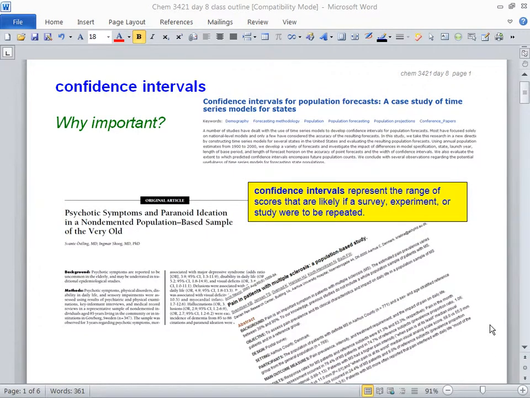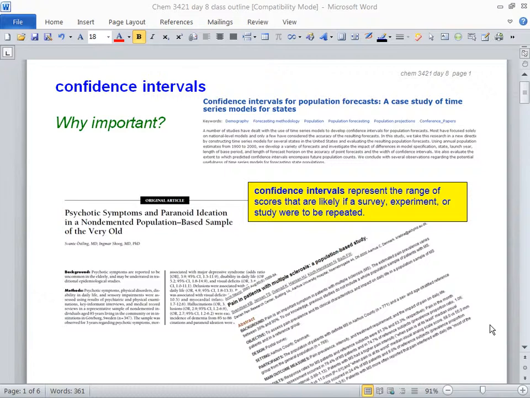Confidence intervals. Well, what is a confidence interval? Within the yellow box fits pretty good. I mean, it represents the range of scores that are likely if a survey or experiment or study were to be repeated.